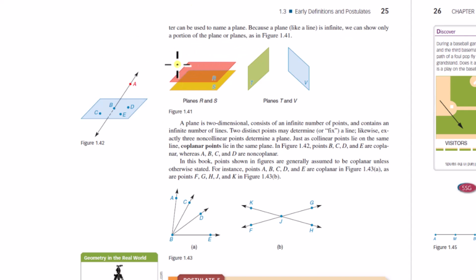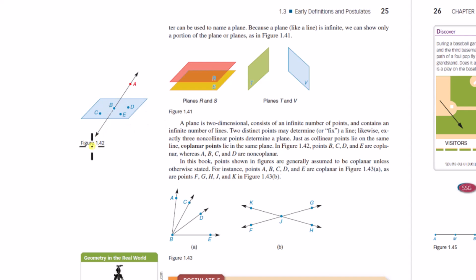So yeah, a plane is perfectly flat, just like a line is perfectly straight. But what does that mean exactly? We're not going to go into that. But you can draw a plane. You know, we put arrows to indicate that the line goes infinitely in all directions. A plane is the same idea. It extends infinitely in all directions. So you just try and indicate that as best as you can. Okay. A plane is two-dimensional, consists of an infinite number of points, and contains an infinite number of lines.